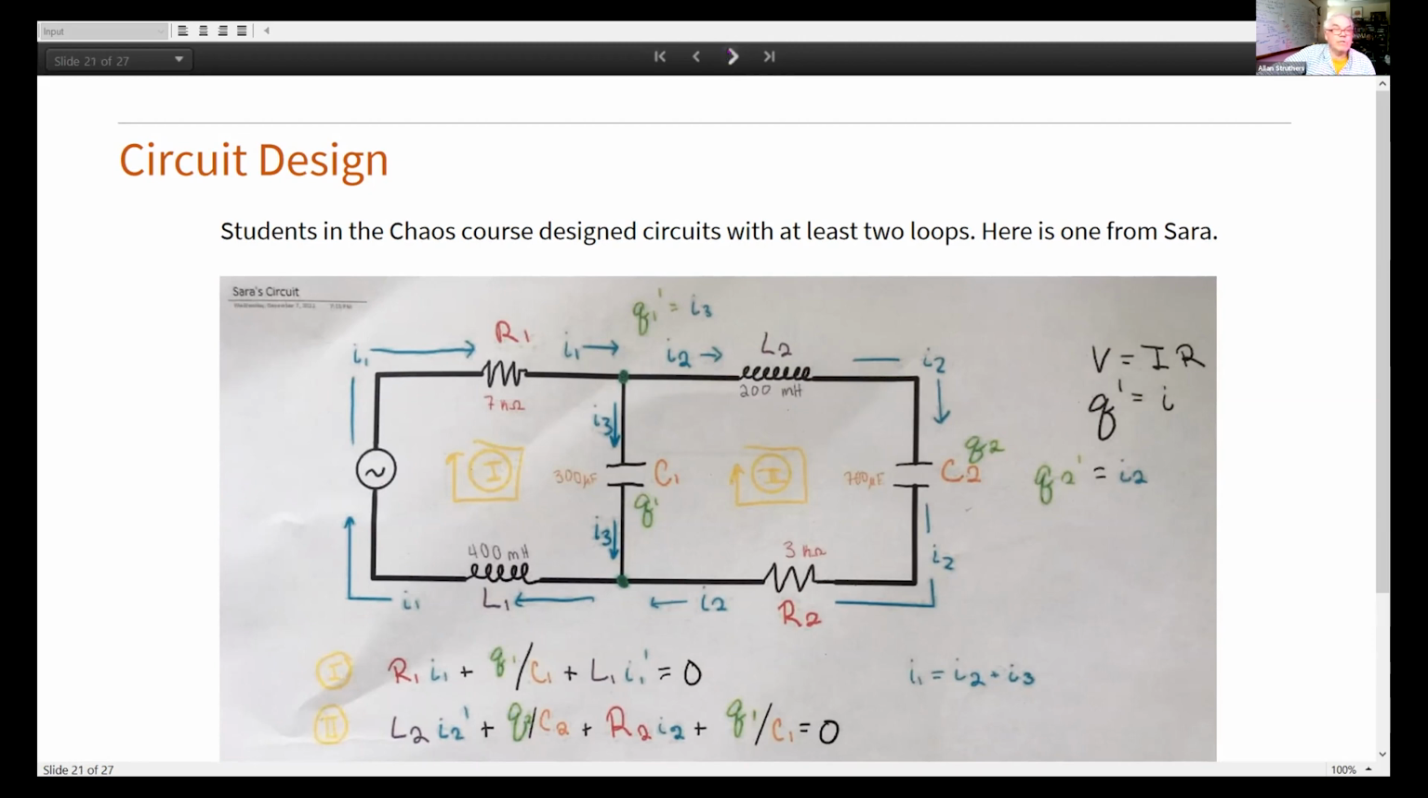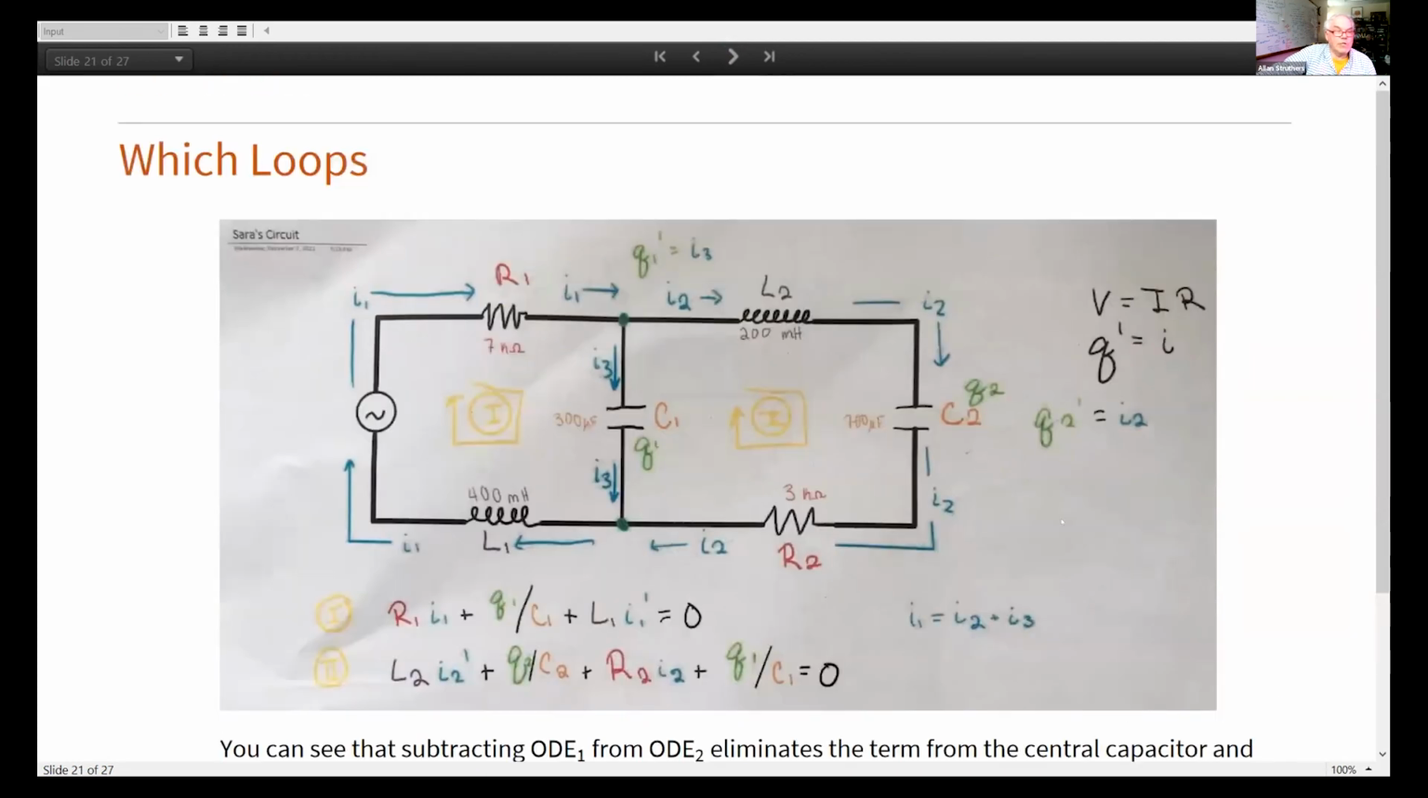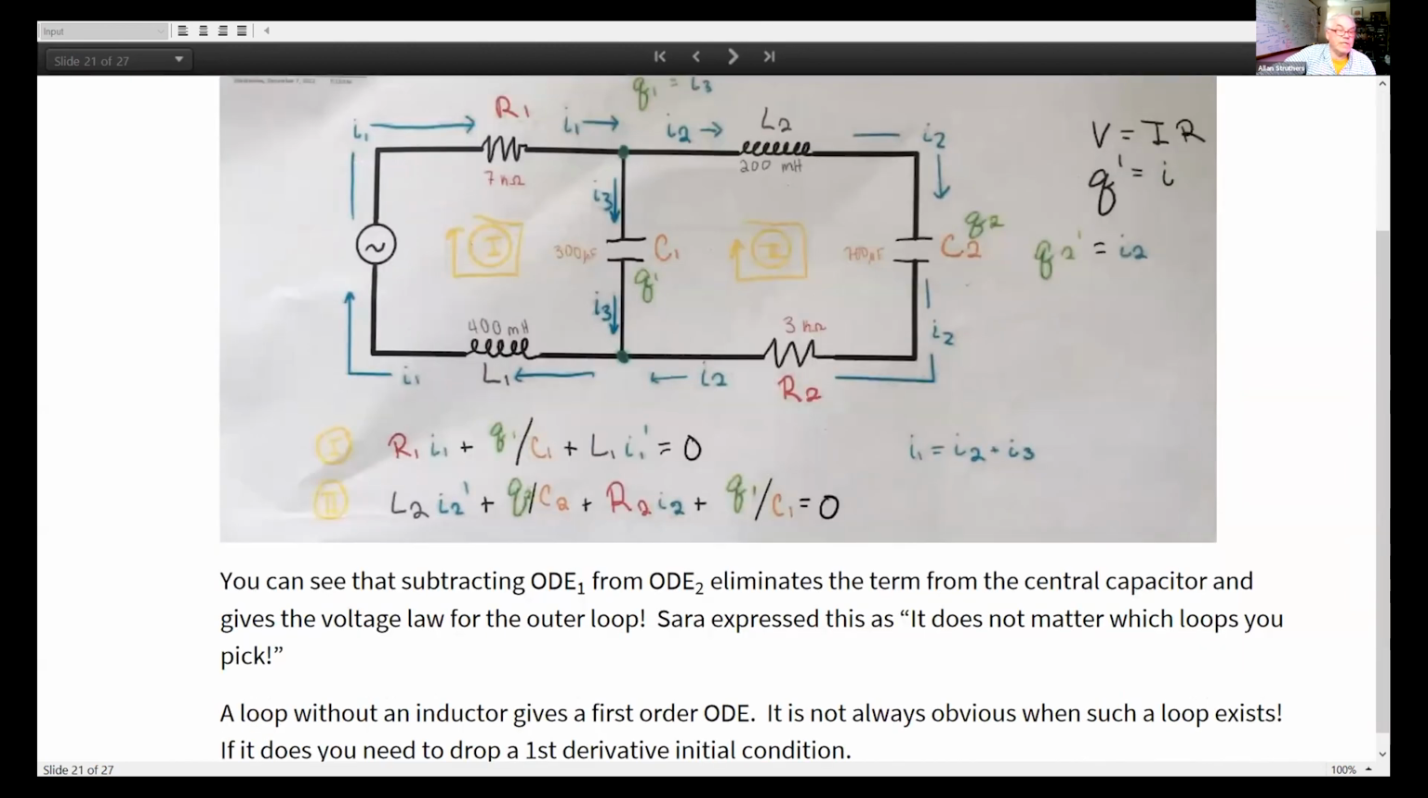And the question, of course, is, does it matter which loop you chose? You could choose this one and this one, or you could choose the big outside loop. And the answer is, of course, no, it doesn't. And if you subtract these two, you'll see that you get the ODE for going around the outside loop. The students find out that if you don't put an inductor in a loop, it's not a second order equation, and that will produce a little bit of excitement.